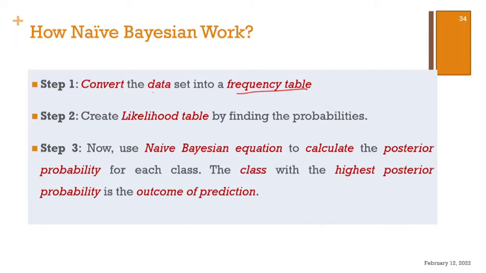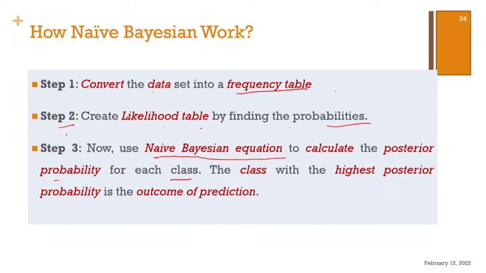That is, check and see how many times does this happen, how many times does this happen, because you are going to calculate the probability. Once you are done with that, then step two, create a likelihood table by finding the probabilities. And then step three, you now use the Naïve Bayesian equation to calculate the posterior probability for each class. This is the equation that has been simplified by assuming independence of the attributes.